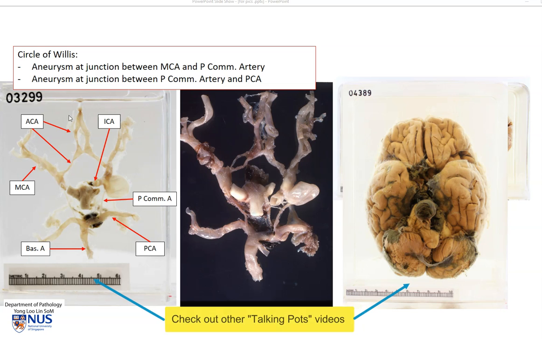You may also refer to the talking pot of the specimen of the dissected circle of Willis, where you can very clearly see berry aneurysms, and also the specimen showing the berry aneurysm and associated subarachnoid hemorrhage.